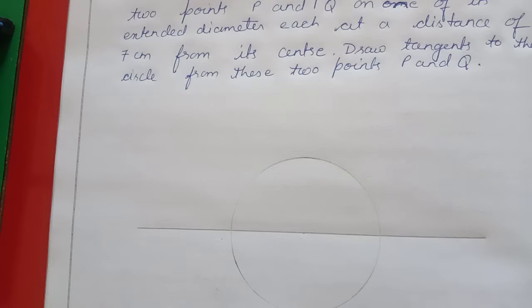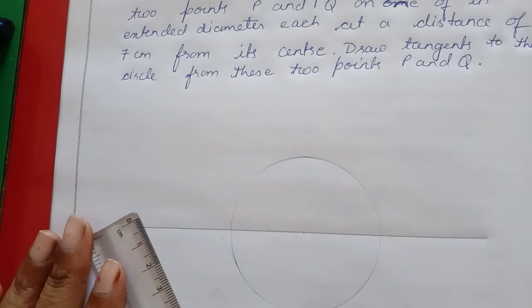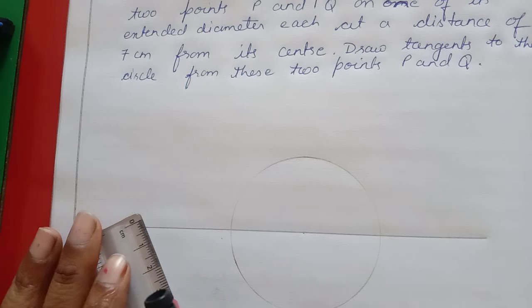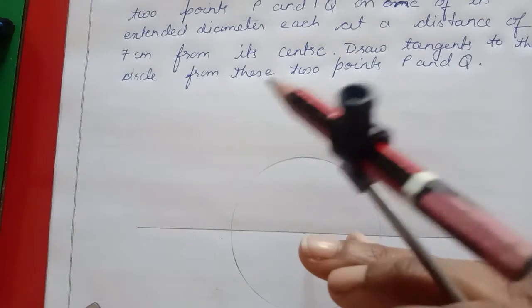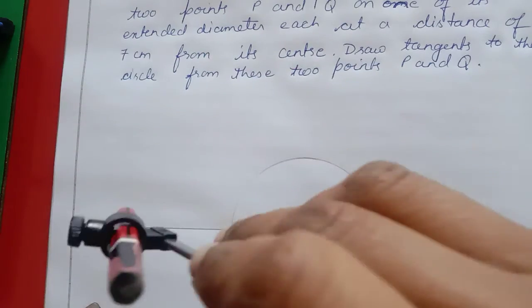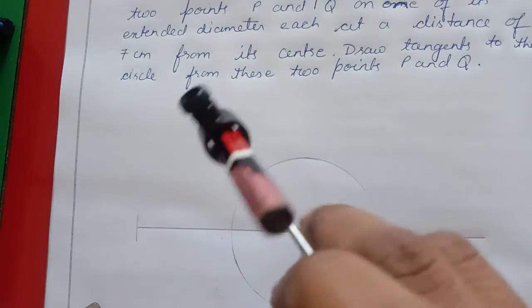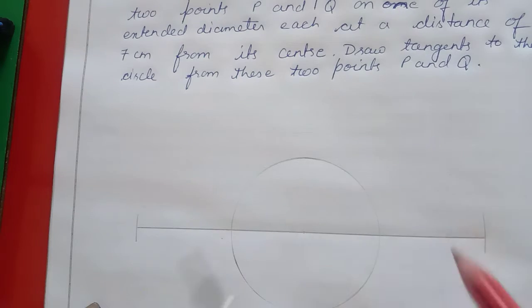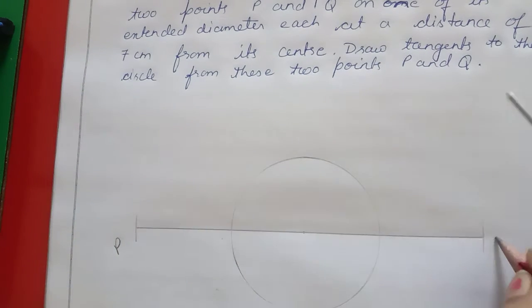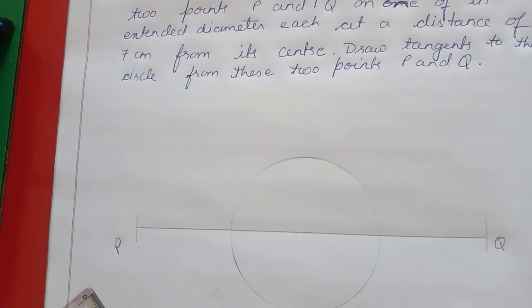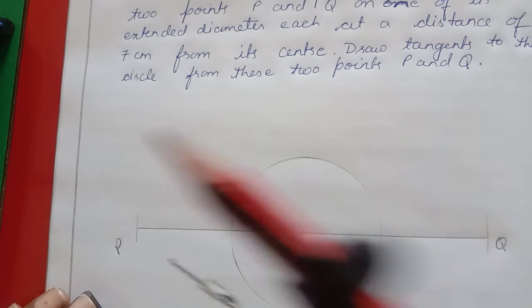Now we are asked to take the 7 centimeter from the center on both the side of the center. Here we have measured the arc 7 centimeter and cut an arc here also. Now mark this point as P and Q. Now we are asked to draw the tangent from these 2 points.